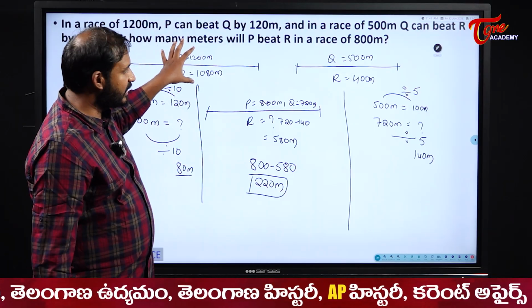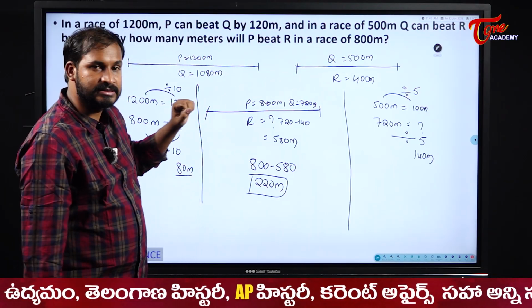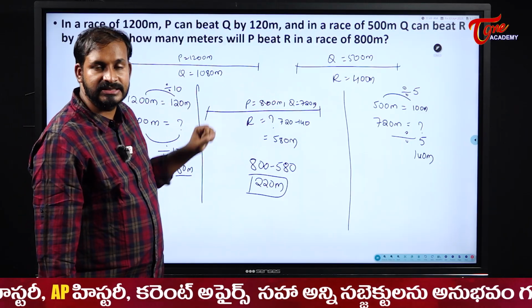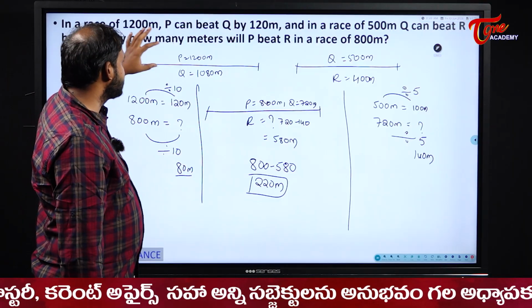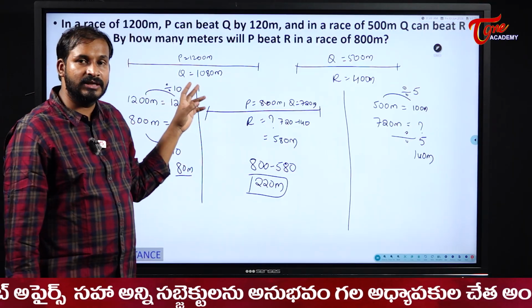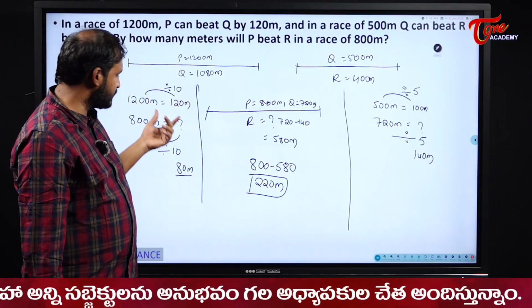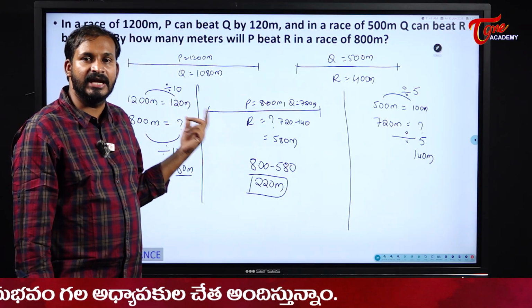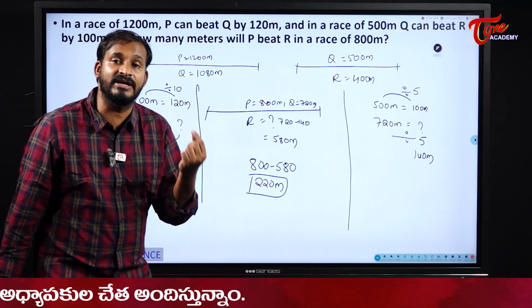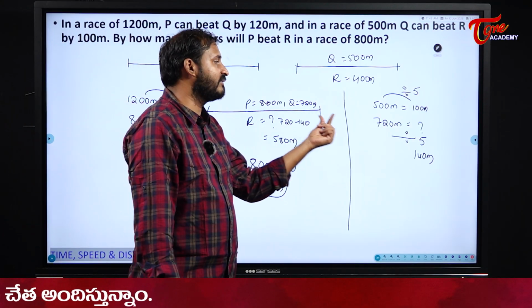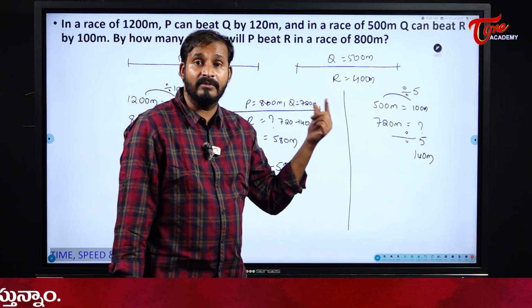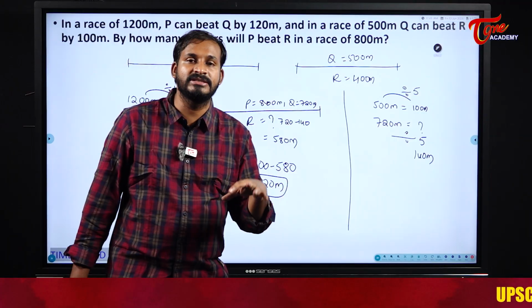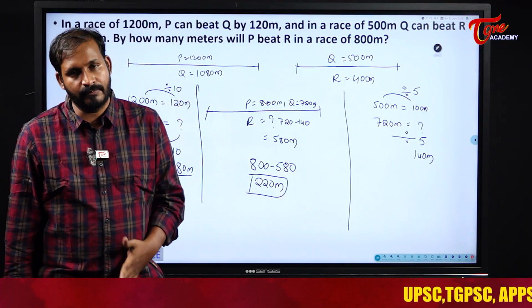First there is one race, another race and a third race. We are integrating all the three races into this required race, that is the 800 meter race. Actually in a 1200 meter race, Q will get a start of 120 meters. So from that, in an 800 meter race, Q will get how much start, we have seen? 80 meters. That means Q will run for just 720 meters. If Q runs for 720 meters, what is the distance covered by R? R will cover just 580 meters. This is how we need to establish the relations and solve the problems.